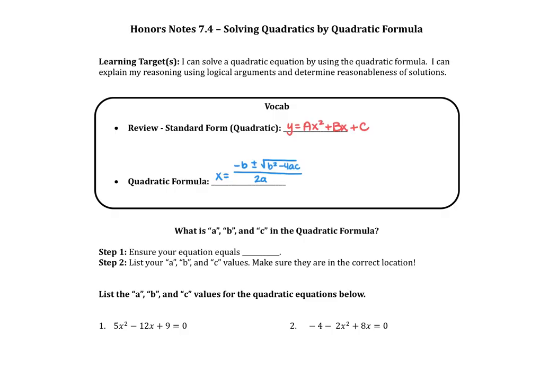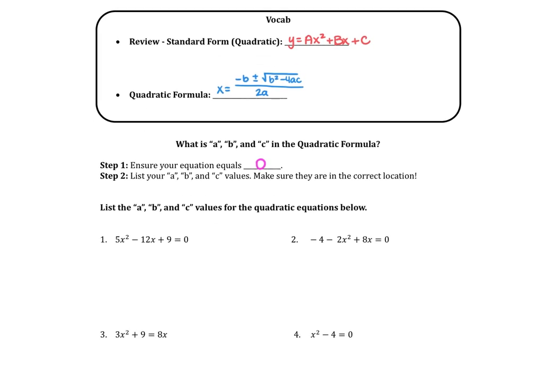We're going to start first by just identifying what our a, b, and c values are, because this is really important in being able to use the quadratic formula. So first thing we have to do is ensure that our equation is equal to 0. If it is not equal to 0, it's impossible for me to list my a, b, and c values correctly. Then I'm just going to pull each of those values out.